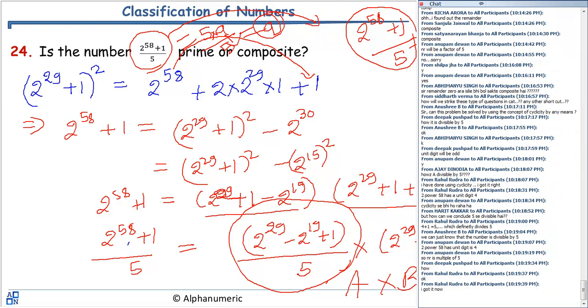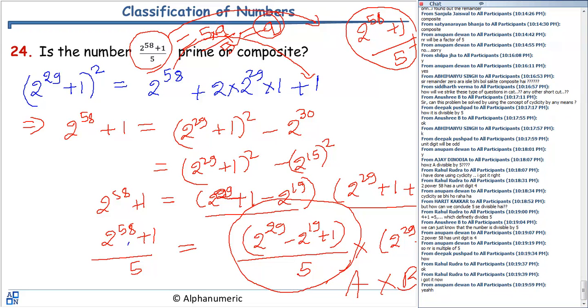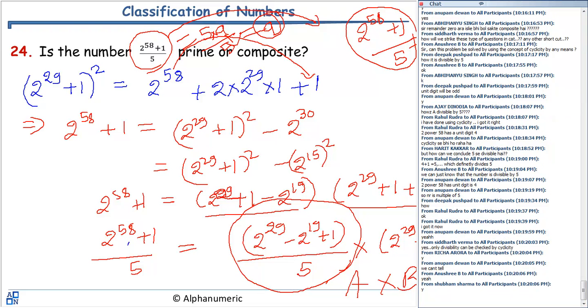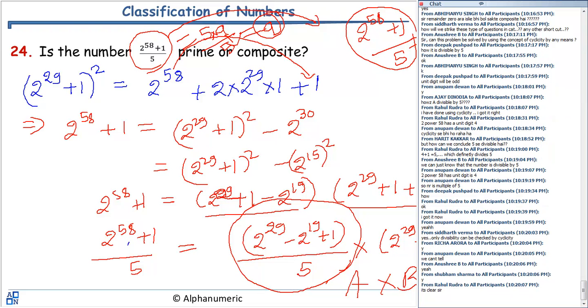ठीक है ना? Anupam and everyone, is it clear now? Cyclicity यहाँ पे नहीं लगेगा. Yes, only divisibility can be checked. And now, some of you are asking the question, how can we say that this number is divisible by 5? That will tell you this number is divisible by 5.